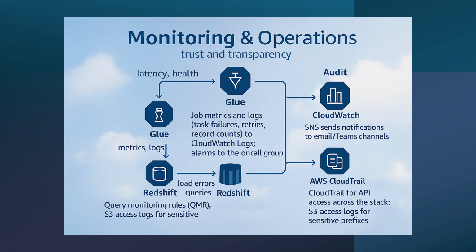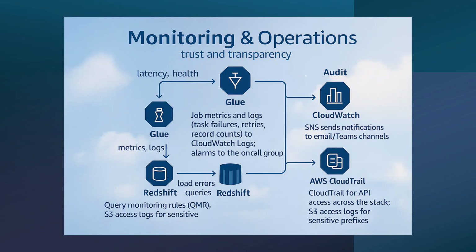So now that our pipeline runs automatically, let's talk about how we keep it healthy. In production, visibility is everything. We need to see what's happening, get notified the moment something fails, and know who changed what. So, for monitoring, we instrument the entire pipeline using native AWS tools. CloudWatch for logs, metrics, and dashboards. SNS for alerts and notifications. CloudTrail for auditing API activity, and also built-in health metrics from Glue, DMS, DataSync, and Redshift.